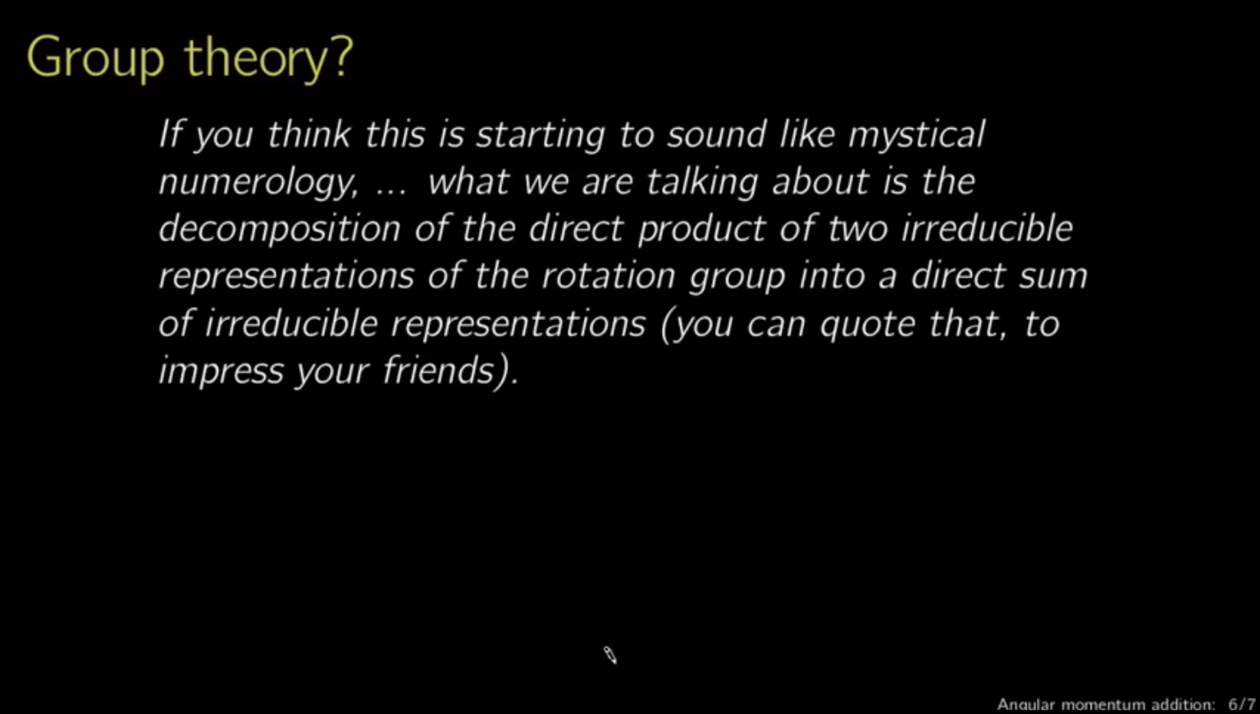Now, in the words of your textbook, if you think this is starting to sound like mystical numerology, what we're really talking about is the decomposition of the direct product of two irreducible representations of the rotation group into a direct sum of irreducible representations. You can quote that too to impress your friends. This is not me, this is Griffiths.